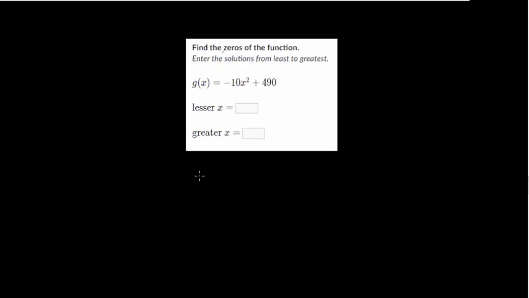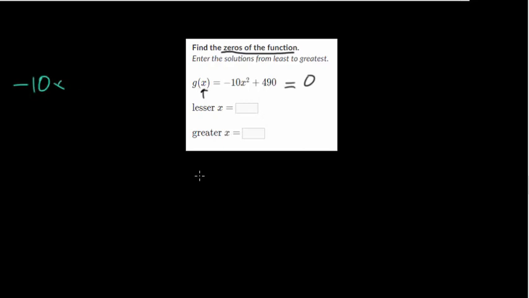And in this one, we need to find the zeros of the function. So a zero of a function is the x value that makes the whole function equal to 0. So essentially, we're going to set the function equal to 0 and figure out what those x values are. So let me just rewrite this.